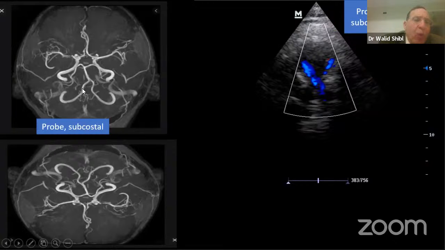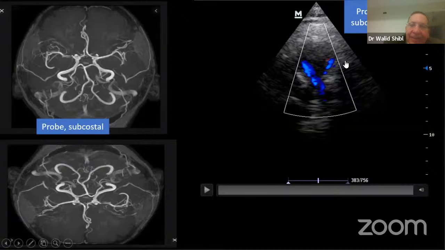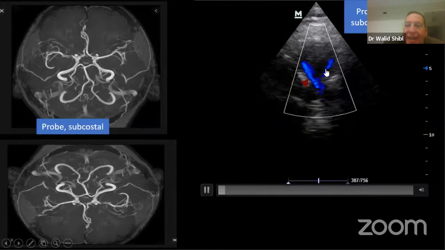To explore the vertebral artery and the basilar artery will be very difficult to get it from here, but very easy to get it from here, suboccipital. This is a CT angio, but I make it upside down. This is a suboccipital window, and I put the probe here. As you see, you will see these two vertebral arteries and the basilar artery, inverted V-shaped, and the basilar artery appears very clear here in the suboccipital view.